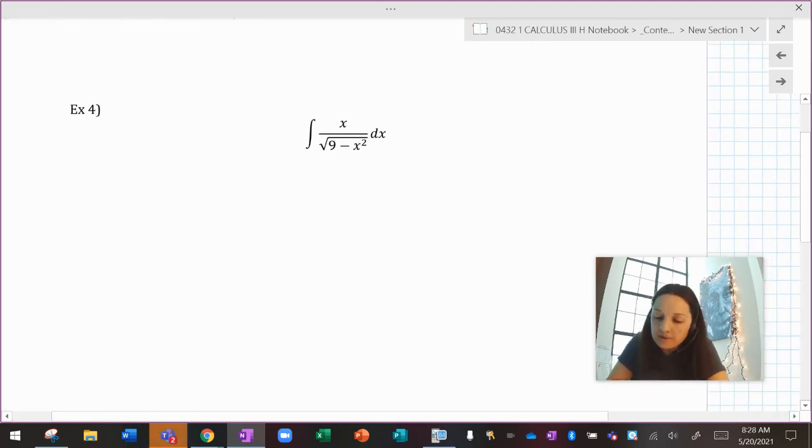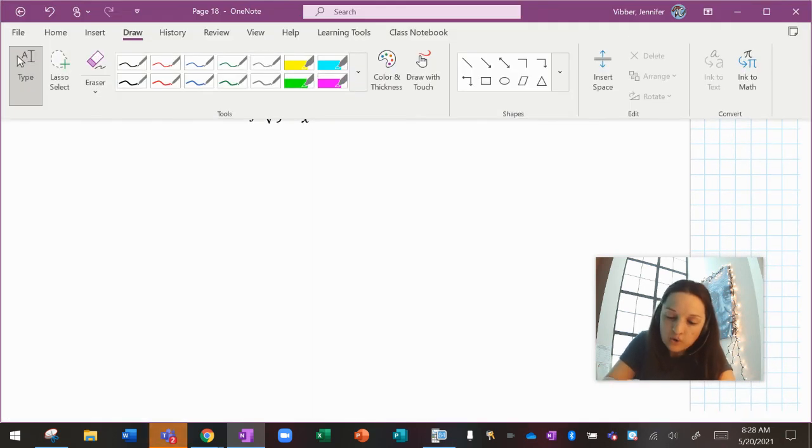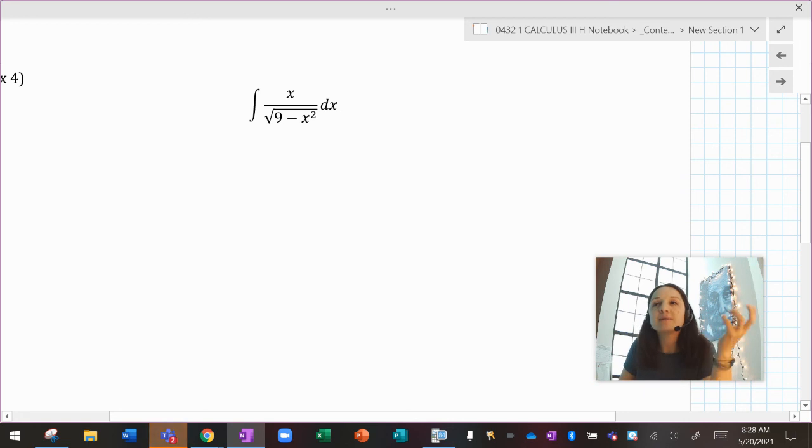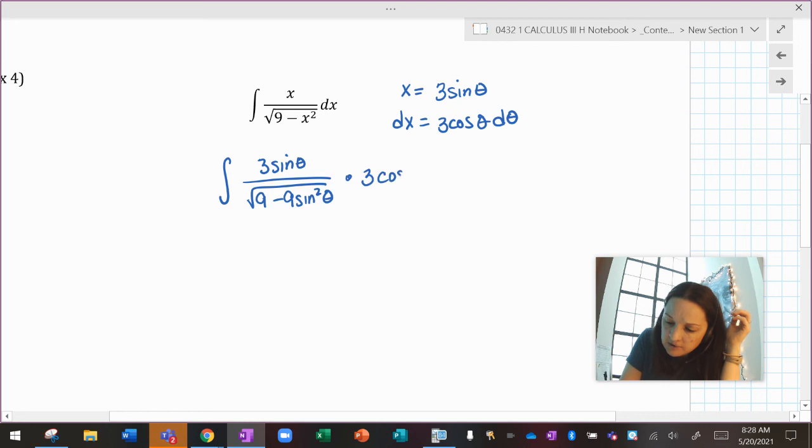So I have the integral of x over the square root of 9 minus x squared. All right, all right. So let's see. 9 minus x squared. That's going to be a sine substitution. So we're going to say let x equal 3 sine theta. And then dx would be 3 cosine theta d theta. And so I would have the integral of x over the square root of 9 minus x squared times dx.